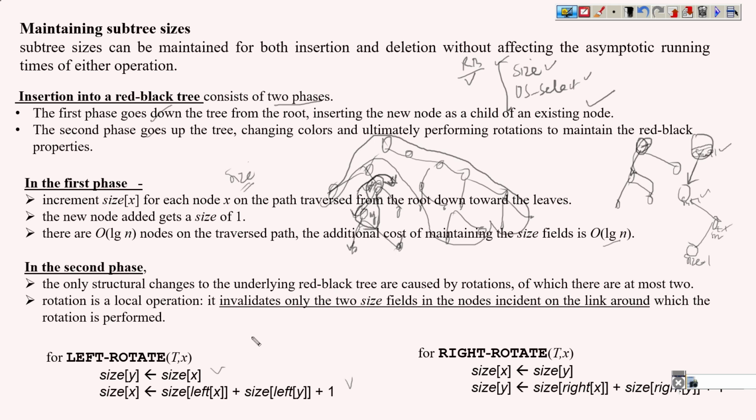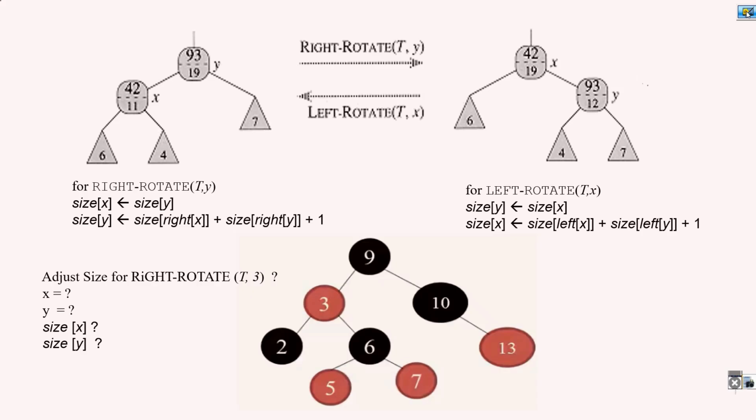How are we going to do this? If we are doing left rotation, then the size of x will be given to size of y, and the size of x will be the left size of x plus left size of y plus 1. Similarly, if we are doing right rotation, then the things happen in the reverse way. Let us understand in a better way. Let's look at an example that can give us a clearer picture.